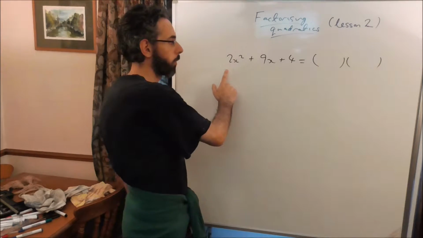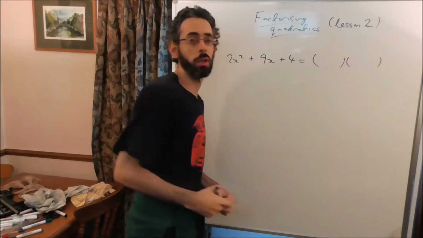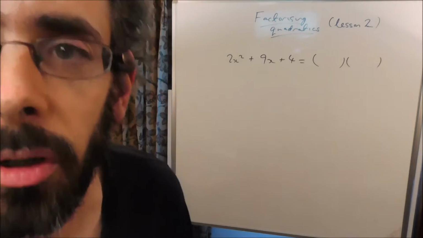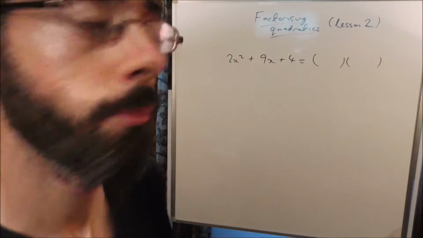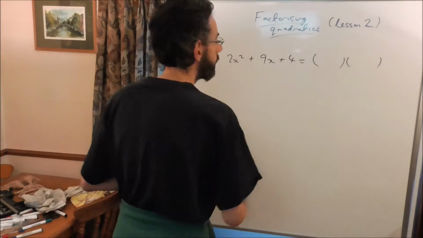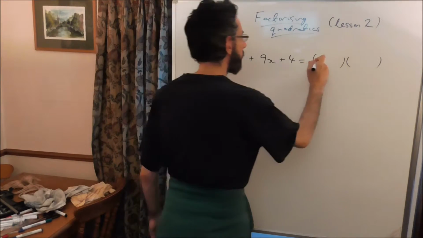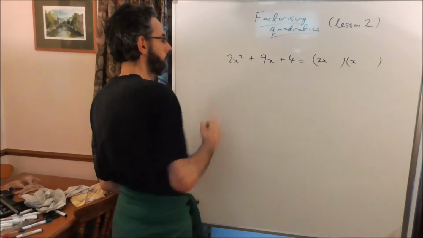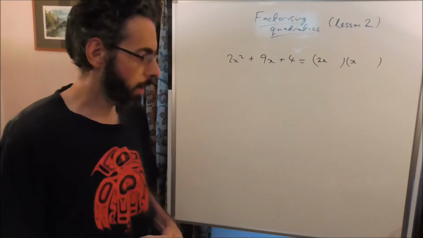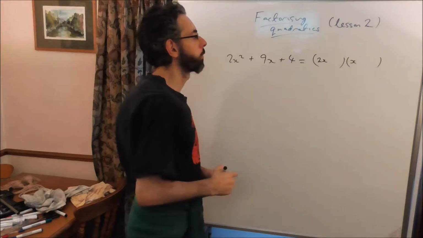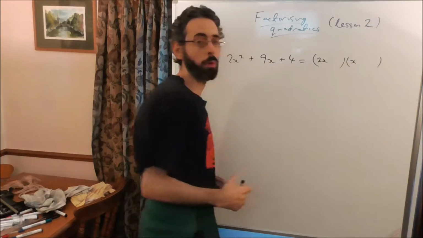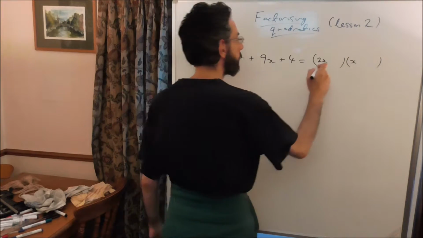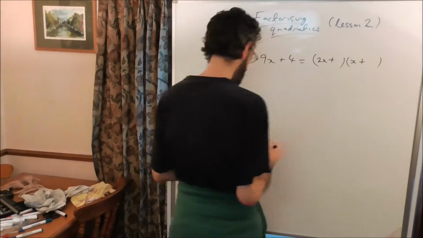Right, to get 2x squared, what do we need at the start of each bracket? Well, this time x and x won't work because x times x is x squared. So what we need here is 2x and x. 2x in one bracket and x in the other bracket. 2x times x is 2x squared. Now everything's positive on this side, which means that the numbers in the brackets must both be positive numbers. So since we know they're both positive, I'll put the signs in straight away, plus and plus.